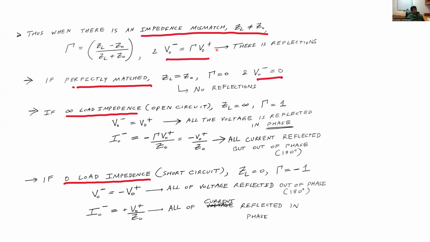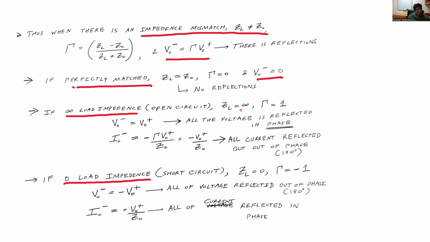However, imagine a situation which is so-called perfectly matched. If it's perfectly matched, then the load impedance is equal to the characteristic impedance of the transmission line. And under such conditions, gamma is obviously going to be 0. And if gamma is 0, then V naught minus is 0, and hence we get no reflected wave. What if, for example, you had an infinite load impedance? What does it mean? An infinite load impedance basically means that the load at the load side, the link, is open. This is an open circuit condition.